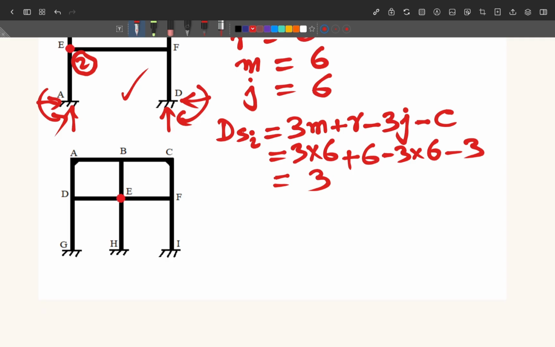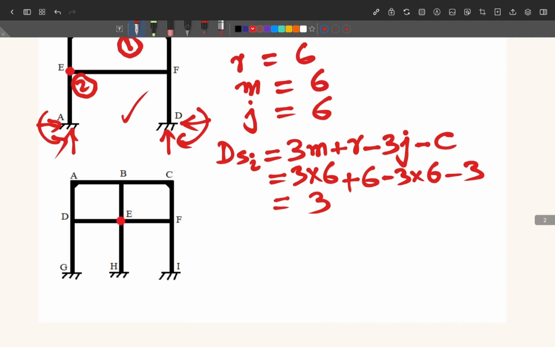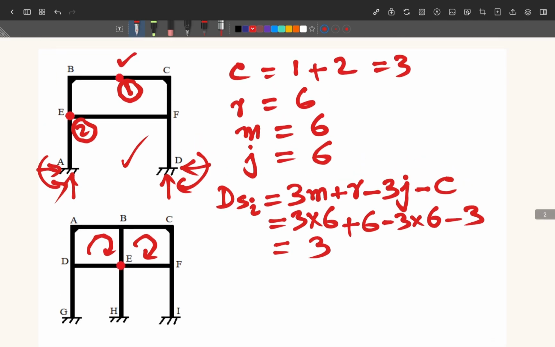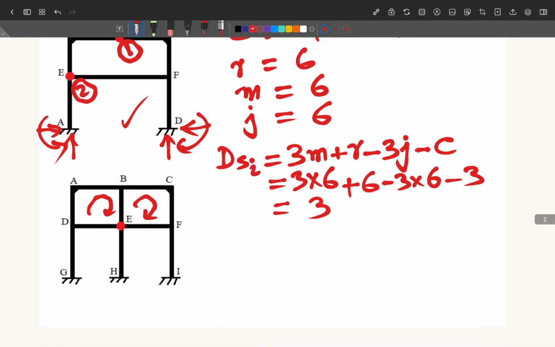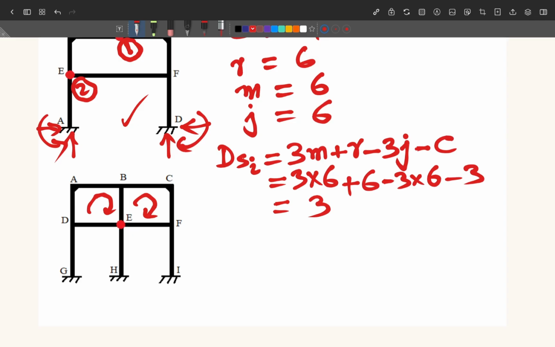example, which is the last example for this lecture. And here you can see we have these two loops. But the internal pin is connected with 4 members. That is the only new thing which you can see here. Otherwise, the box or the loop you have seen in the previous questions also. So we can calculate the degree of indeterminacy in a similar way.